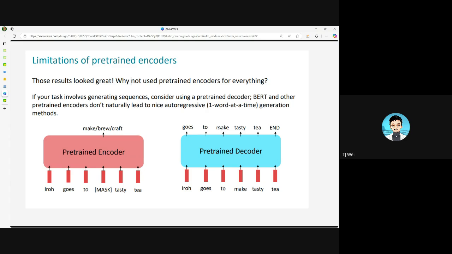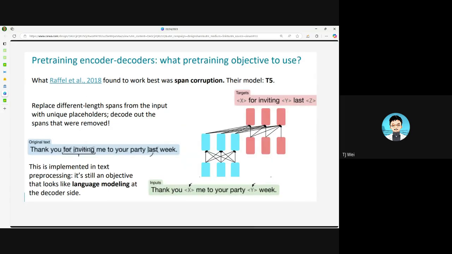So although it is very usable, it is not suitable to generate things one by one. You could generate a paragraph by putting a lot of masks at the tail to generate many things at once, but it is not trained in that way. So in general, BERT is not very suitable for generating text in an autoregressive way, so not very suitable for a chatbot.